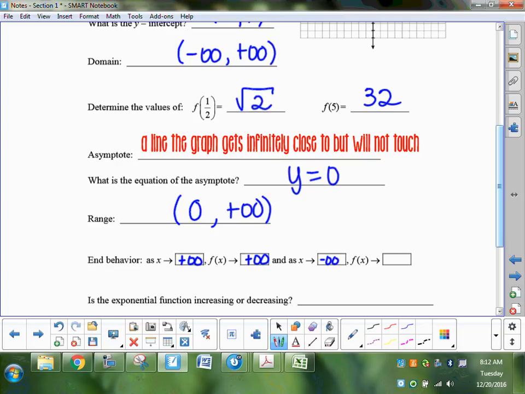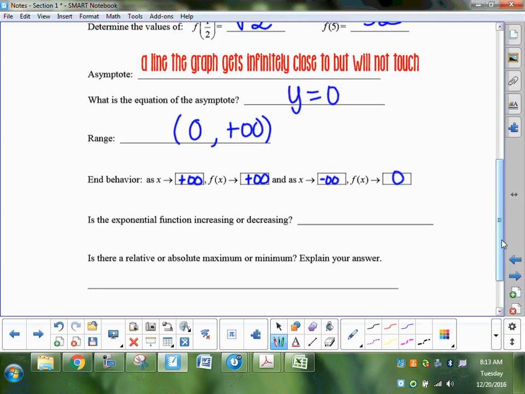No. Who can tell me? Nope. 0. As we go out to the left, what's the function going to? 0. It's leveling off. Is the exponential function increasing or decreasing? That's going from left to right. So which one is it doing? Yeah. It's increasing exponentially.